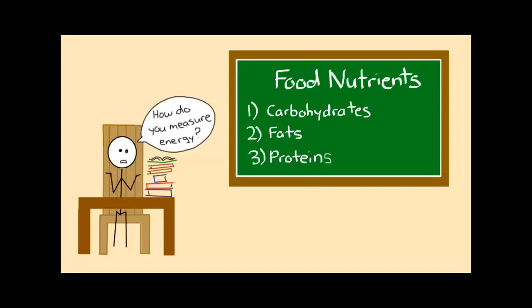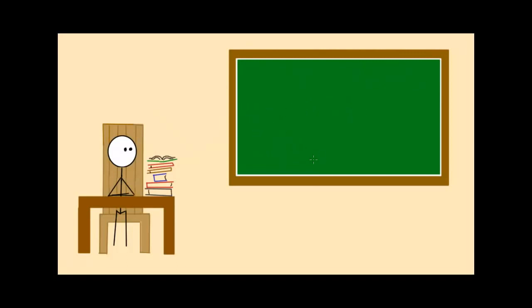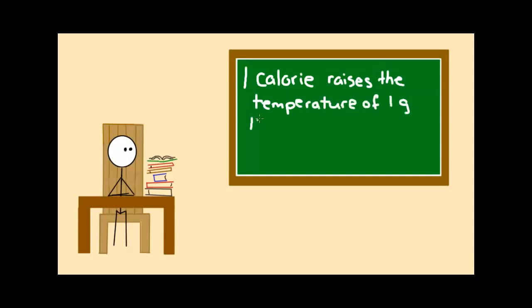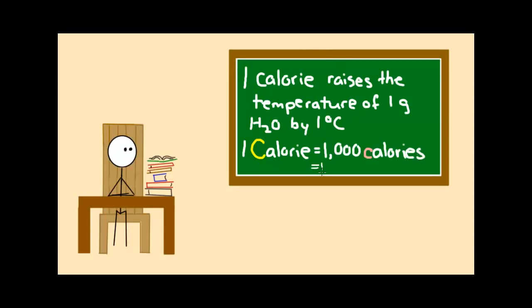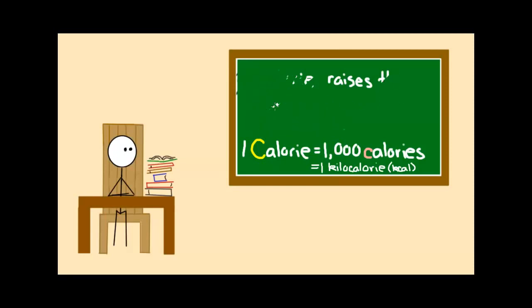How do you measure energy? Energy is expressed in calories. By definition, 1 calorie is the amount of energy it takes to raise the temperature of 1 gram of water by 1 degree Celsius. For convenience, we use Calorie with an uppercase C, which actually refers to 1,000 calories, or 1 kilocalorie. To give you a better perspective, the average 8th grader needs 2,000 Calories with an uppercase C, or 2,000 kilocalories, a day to stay alive.